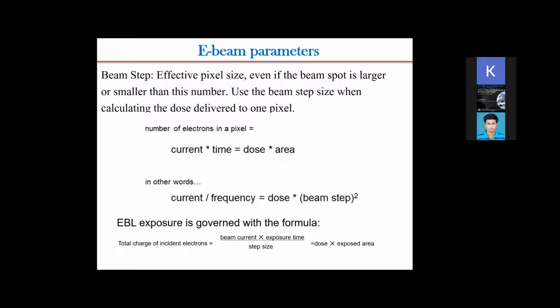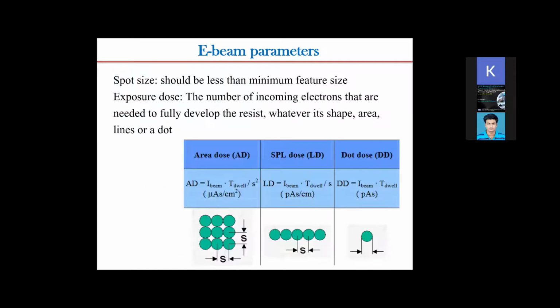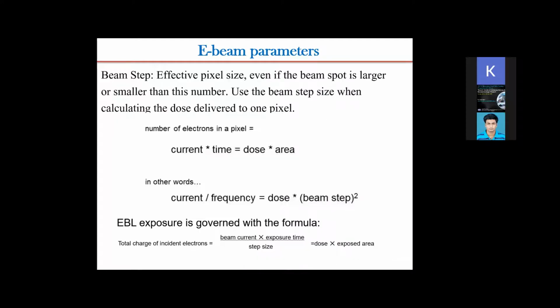So in this manner, you can play with all the things. You can play with the spot size by choosing the appropriate current. You can choose the appropriate dose and also the beam step. All these things will give rise to a time. So whenever you make a program in your EBL system, you have to choose a beam current, a beam dose, and also a beam step. And ultimately what you get, using this equation, is a time, and during that time the whole EBL writing will be done.